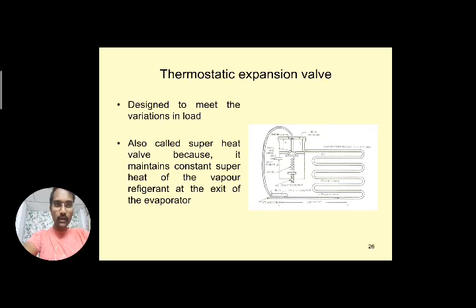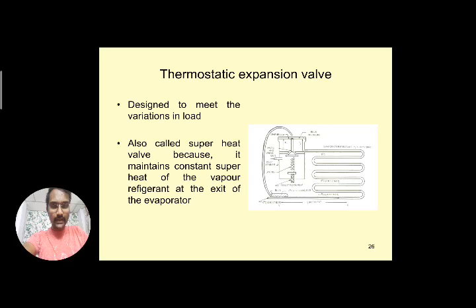Because, you can have the sentence here, it maintains the constant superheat of the vapor refrigerant at the exit of the evaporator. You can see at the bottom the pipeline, that is the exit of the evaporator which is moving to the compressor. According to the requirement of the compression and evaporation process, the refrigerant enters the compressor here. At the exit of the evaporator, a feeler bulb is placed where it senses the temperature of the refrigerant flowing at the exit of the evaporator. According to that, the pressure differences occur here, and that pressure will act on the diaphragm.